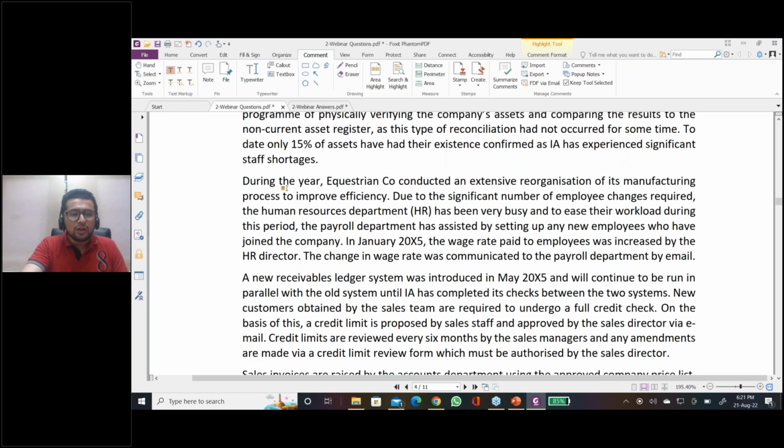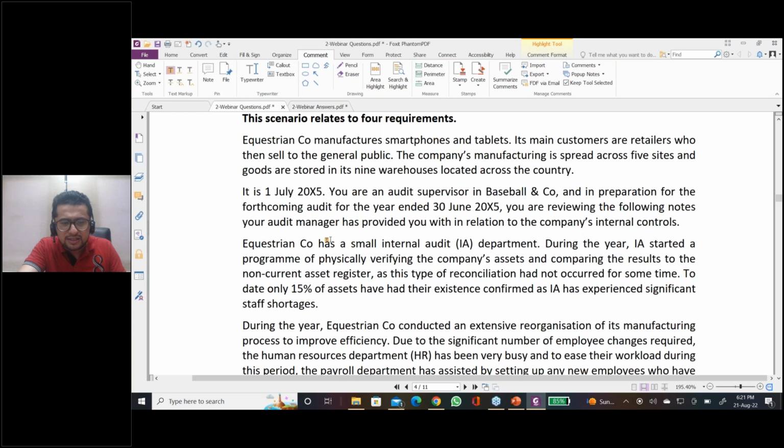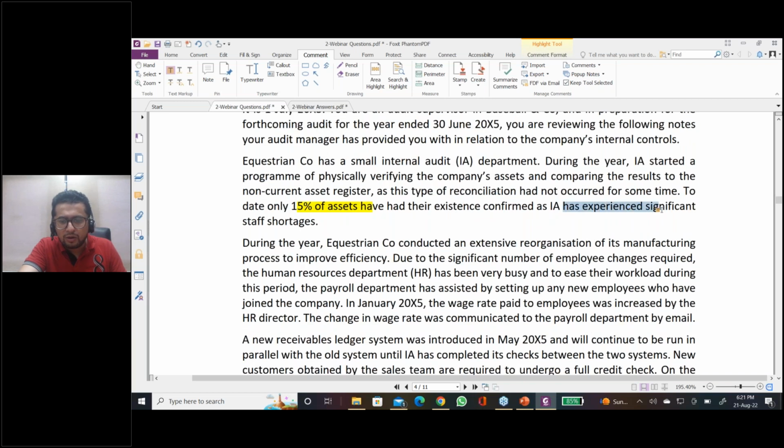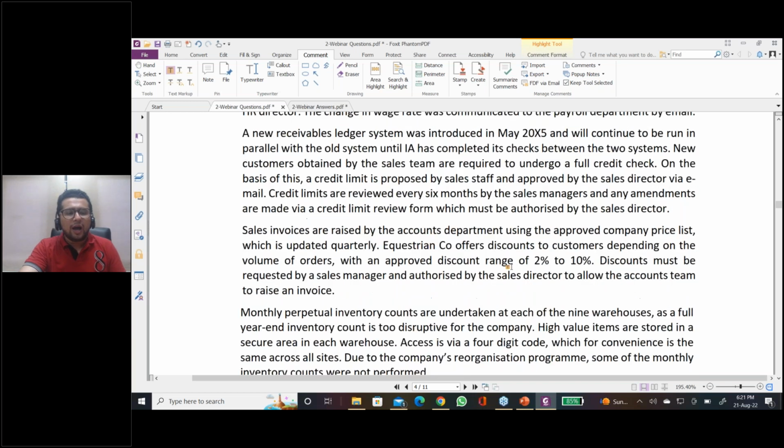Let's continue. During the year, the company conducted an extensive, well, let's highlight the deficiencies as well. 15% of the assets have been. Internal audit department experienced staff shortages. Payroll department has assisted by setting up new employees. So three deficiencies so far.